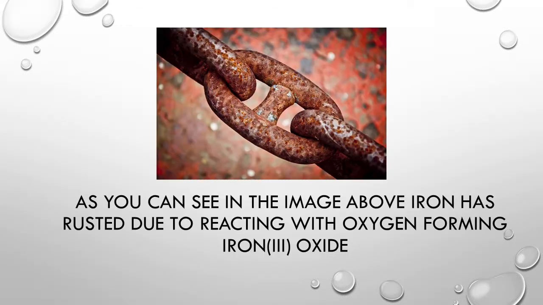Second is rusting. As you can see in the image above, iron has rusted due to reacting with oxygen, forming iron 3 oxide. And rusting basically results from the reacting of a metal with oxygen.